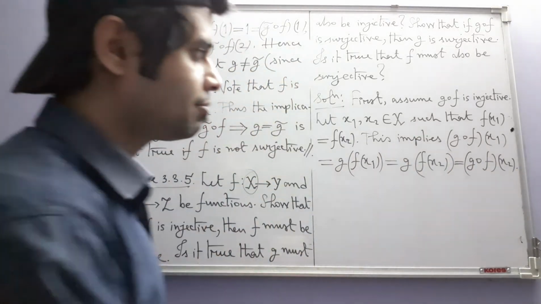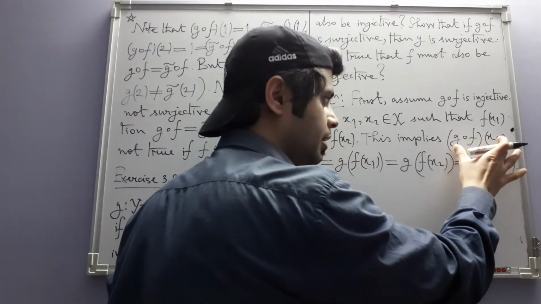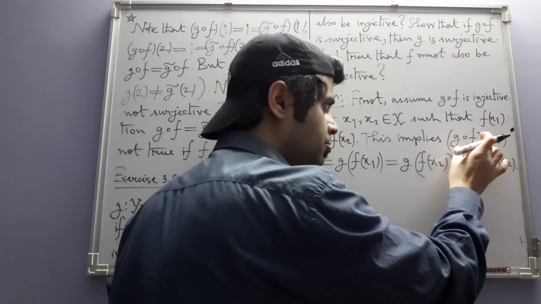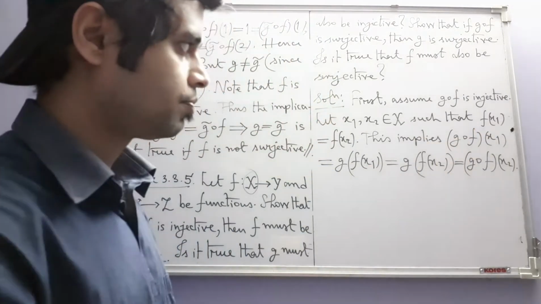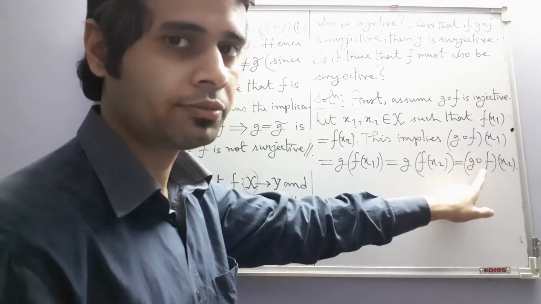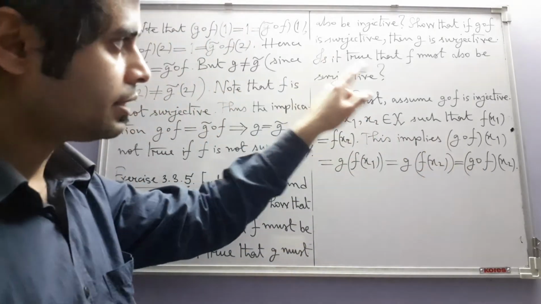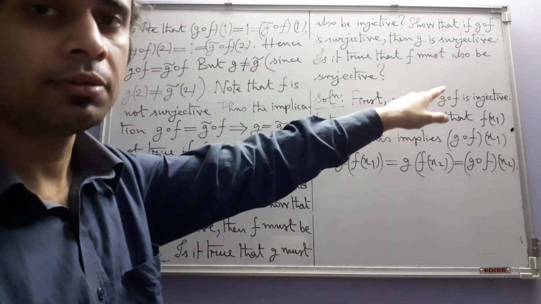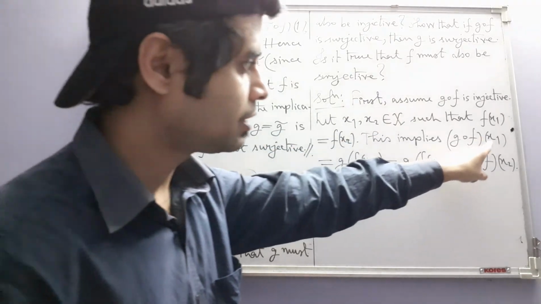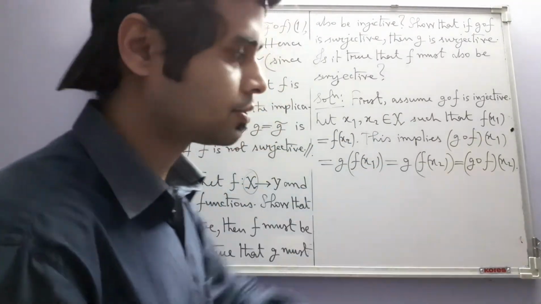So what do we have now? We have the fact that the outputs of x1 and x2 under the function G composition f are equal, and it is given that G composition f itself is injective. So that means I must have x1 equal to x2.